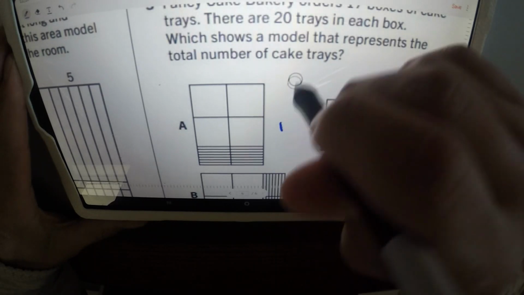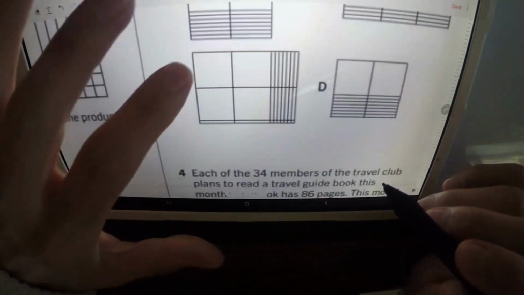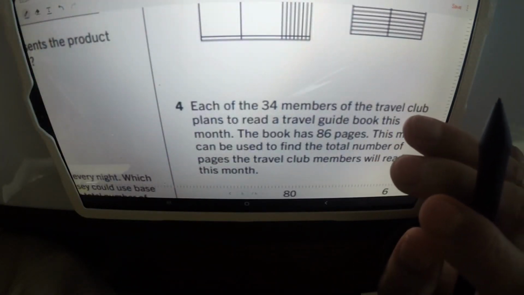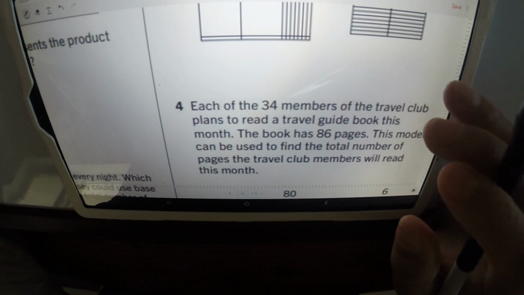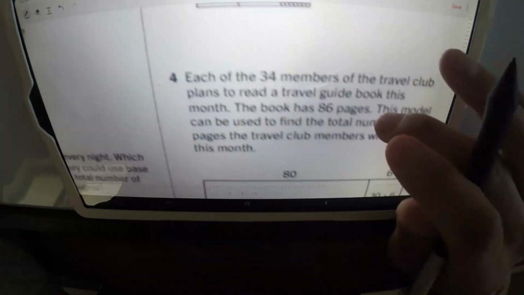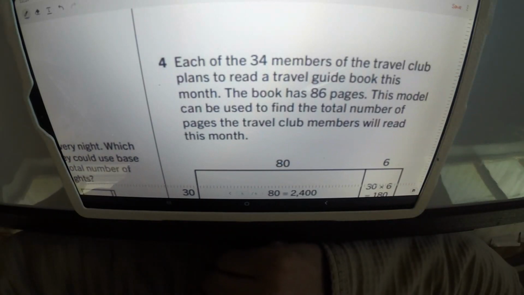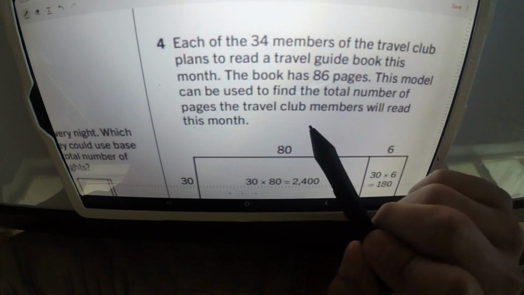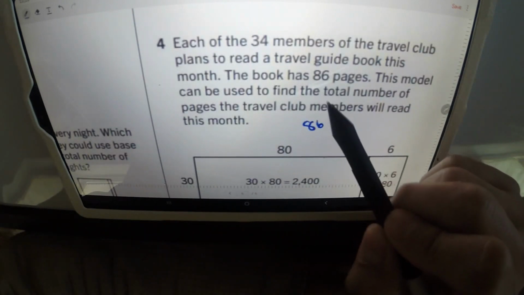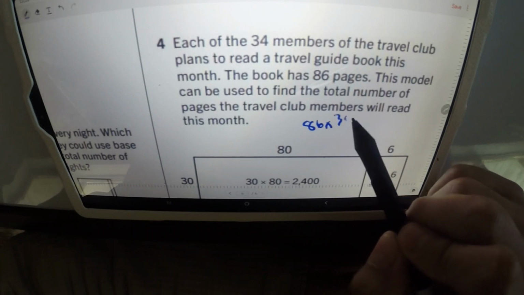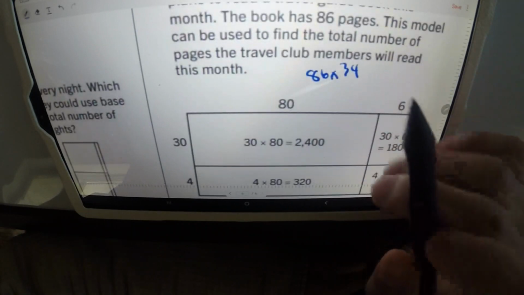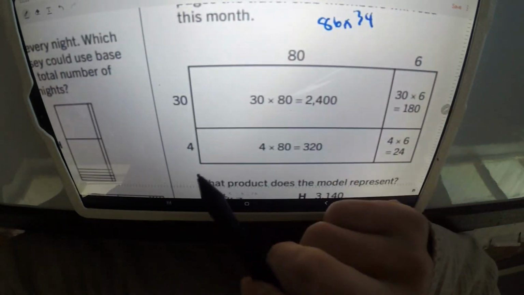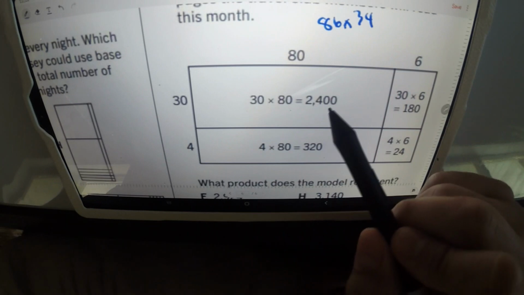And final question, number 4. Each of the 34 members of the travel club plans to read a travel guidebook this month. The book has 86 pages. This model can be used to find the total number of pages the travel club members will read this month. So again, you're looking for 86 represented here times 34. And this is represented here again. 80 plus 6 is 86. 30 plus 4 is 34. They give you the answers here.